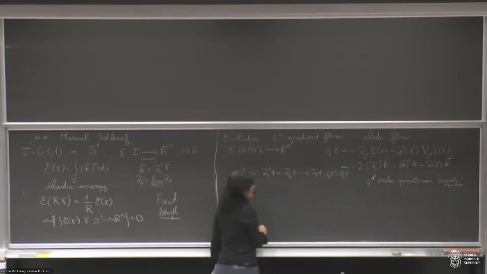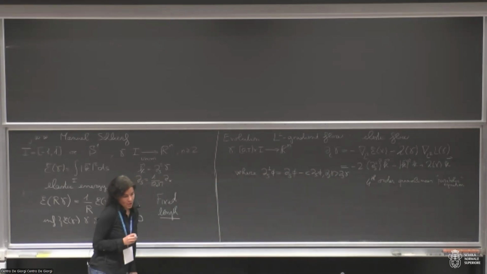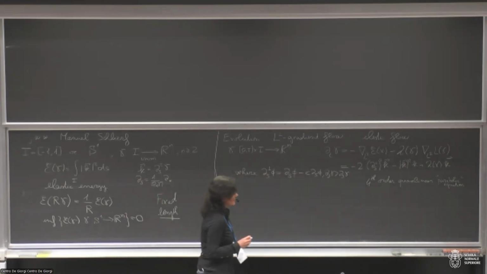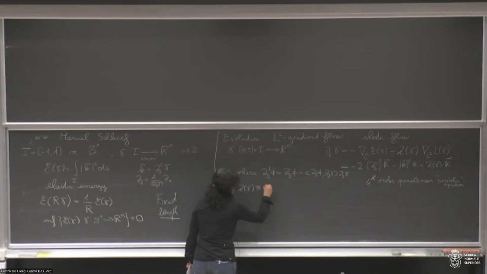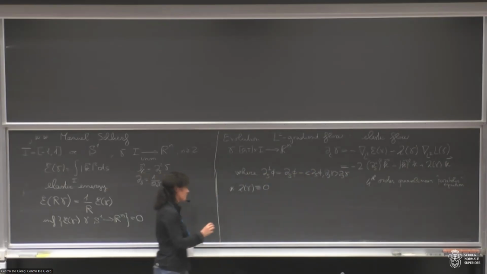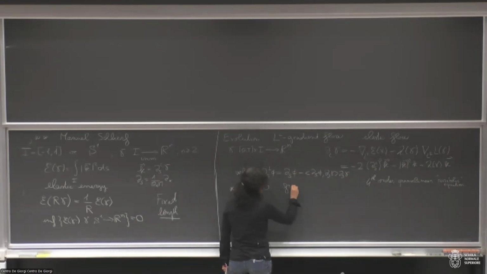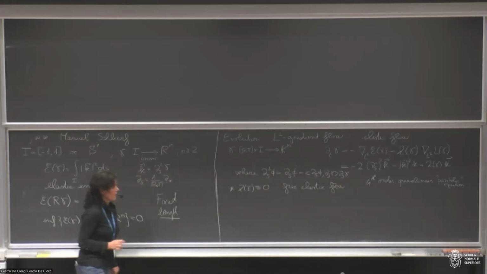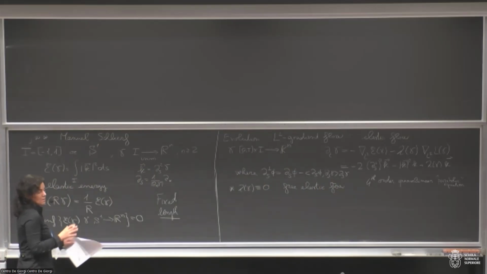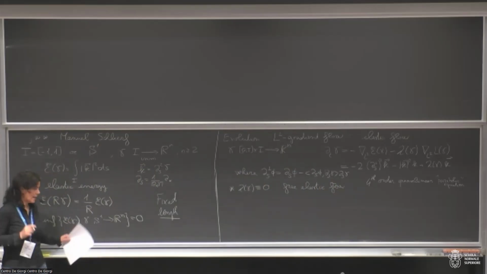Okay, what about this lambda? Depending on the choice of lambda, we have different kinds of elastic flow. So if we choose lambda of gamma identically equal to 0, then we speak of free elastic flow. So we follow the L2 gradient of the elastic energy without any control on the length.